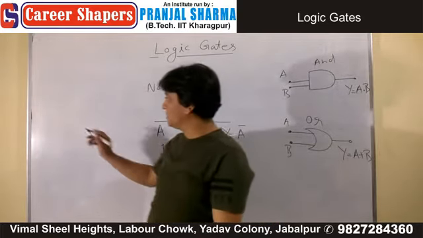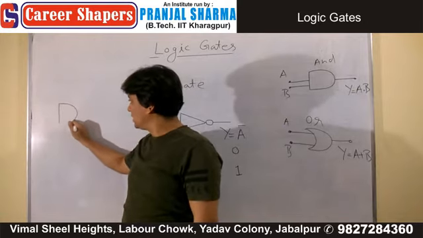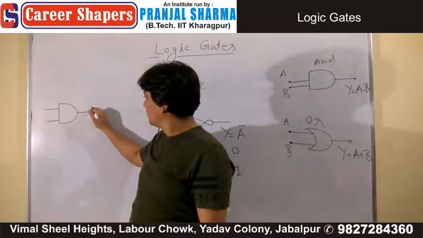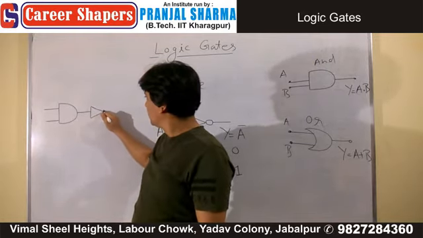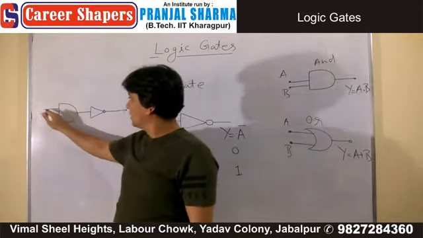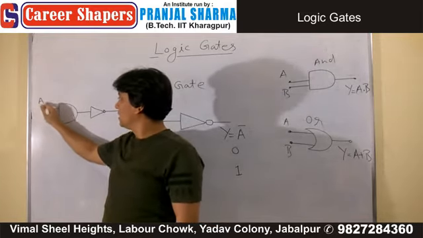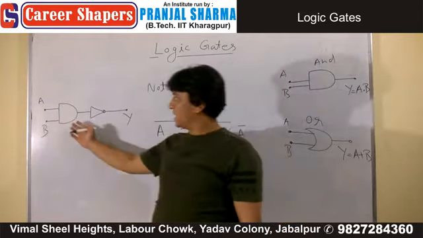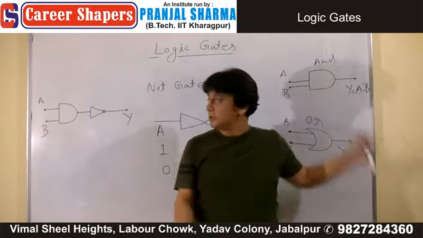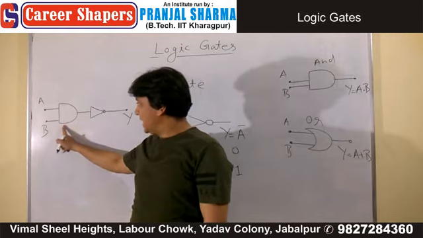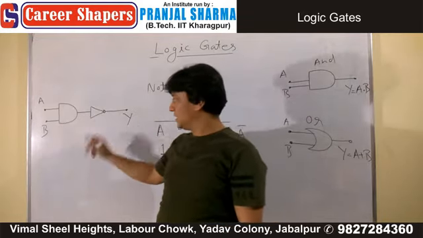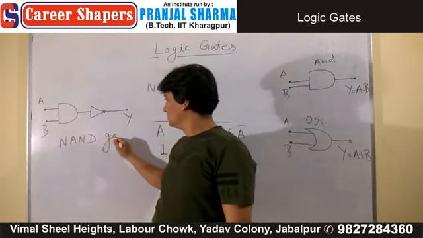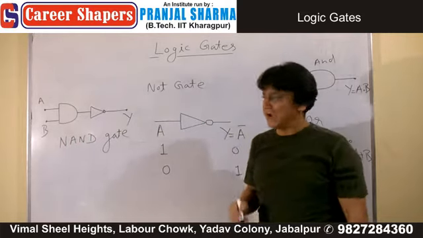If somebody gives you a command in this form, A, B, and you expect your Y over here. What is this? This is your AND gate. AND gate followed by a NOT. It is called a NAND gate.